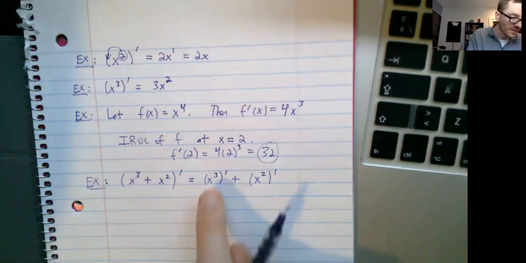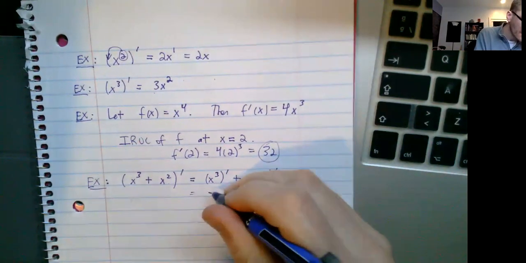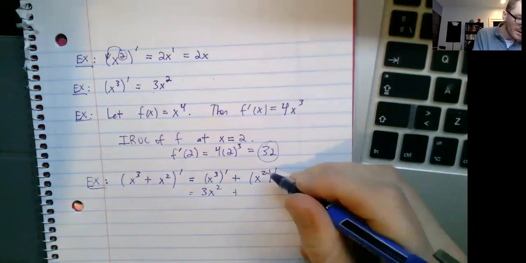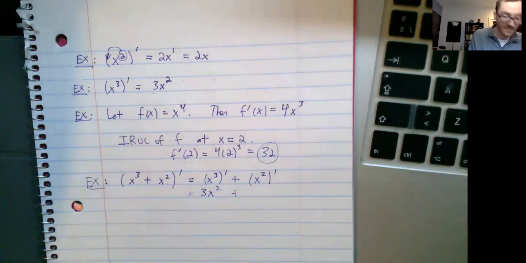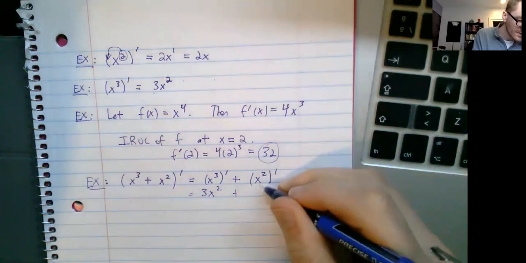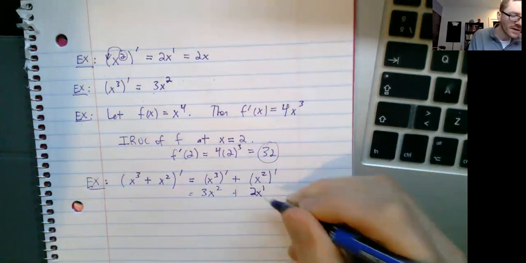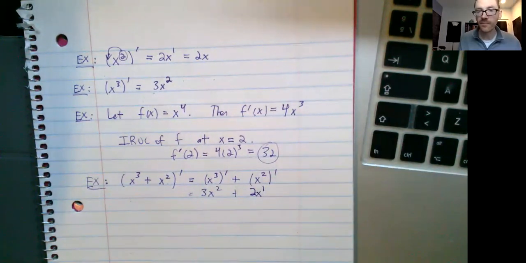What's the derivative of x to the third? Well, we computed that earlier using the power rule. It's 3x squared, plus, and then what's the derivative of x squared? Again, using the power rule, you subtract 1 from the exponent. It's technically 2x to the 1, but x to the 1 is just x. And that's the derivative.